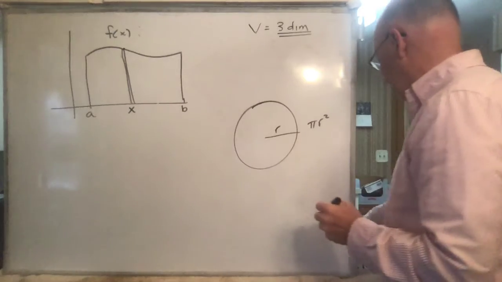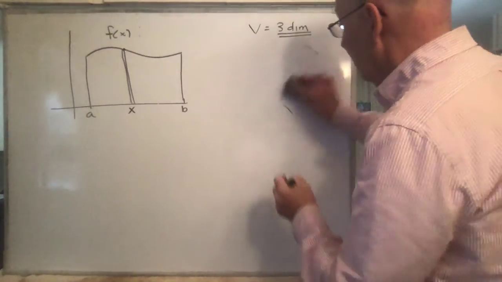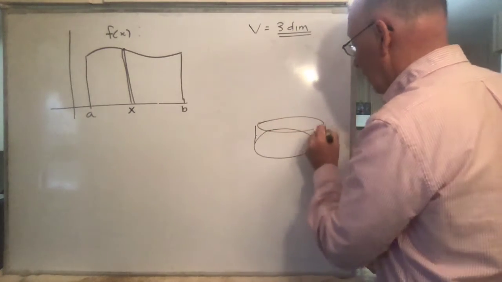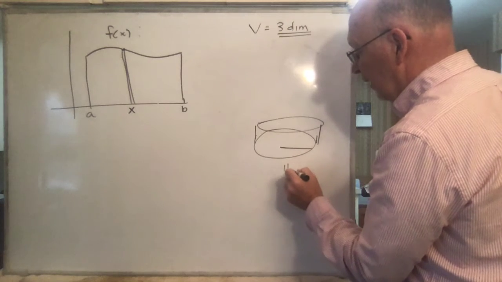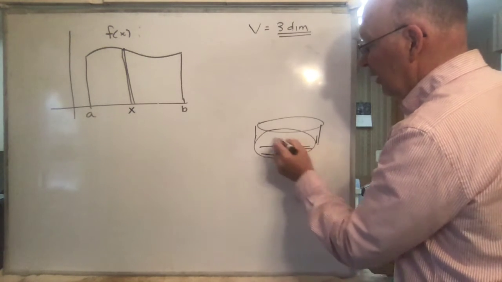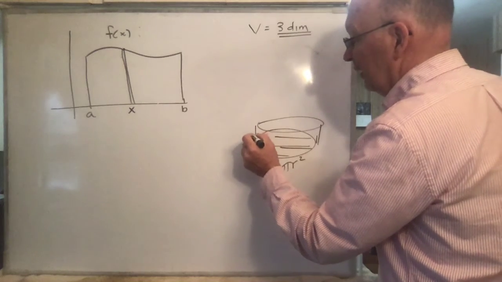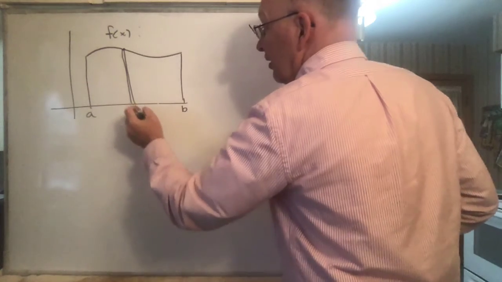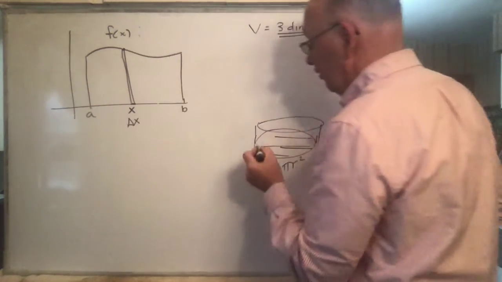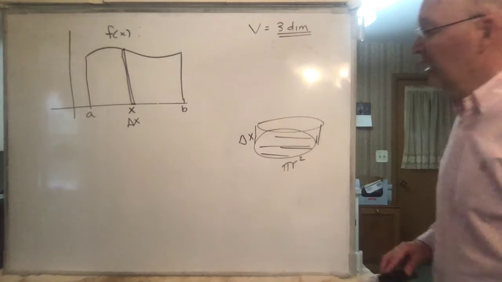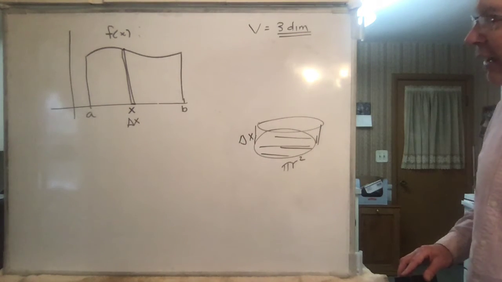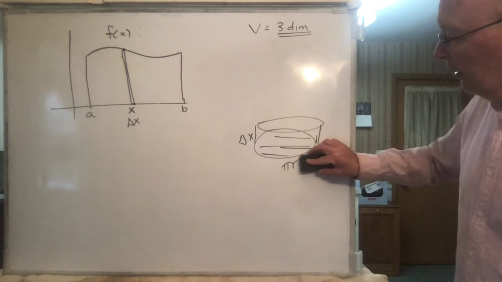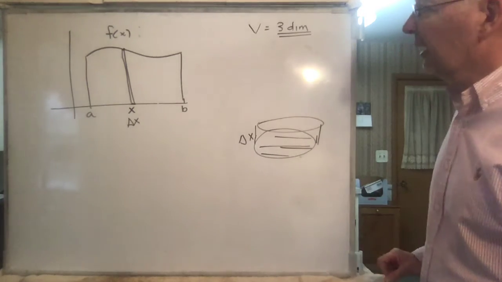So you can think of it as being a circle that's kind of laid on its side, and it goes up just a little bit like that. And so this right here is pi r squared. That's the base. And then you multiply that by a little tiny, in this case, delta x, because there's the thickness. And so that's going to be the volume of that little disk. Okay, so let's put this all together.